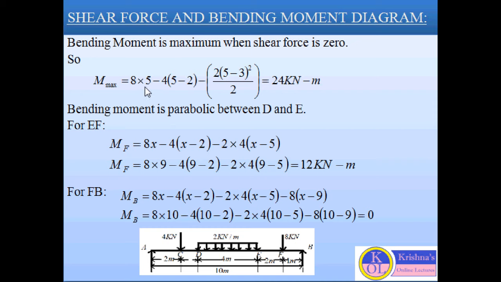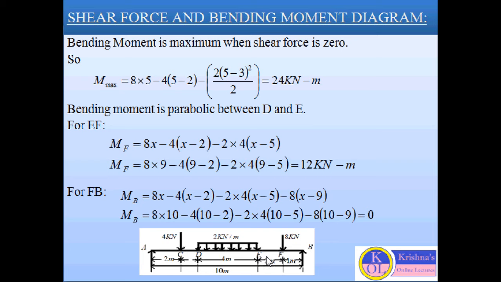If we put the value of x equal to 5 here in this equation, the maximum bending moment will be 24 kilonewton meter. And this maximum bending moment, or the bending moment between D and E, the position of UDL from D and E, will be represented by a parabolic curve. Now for EF, we have to find out the bending moment.